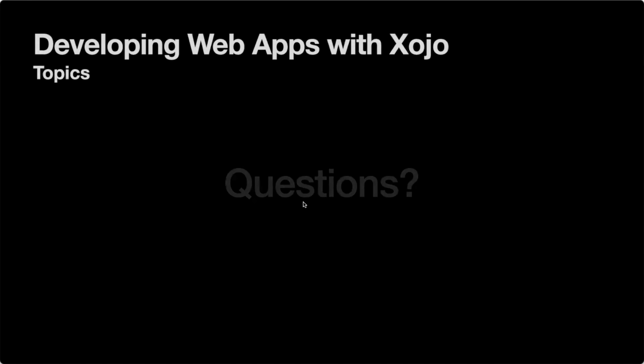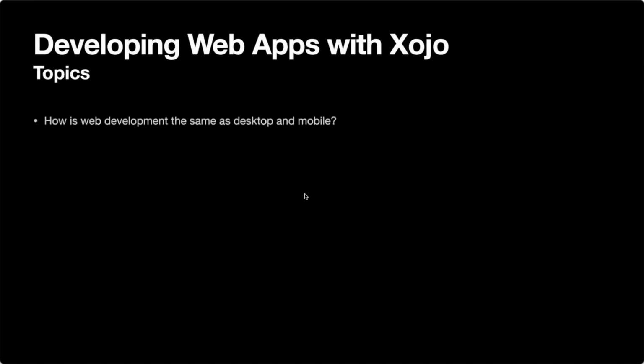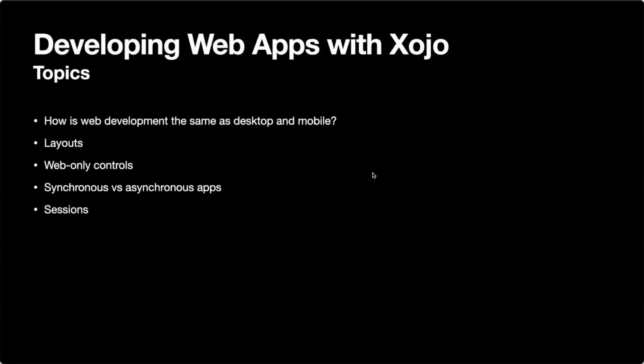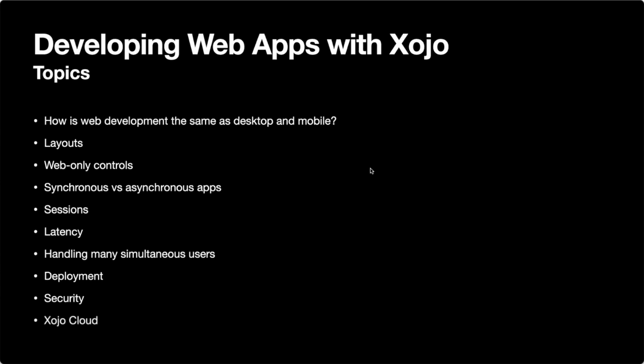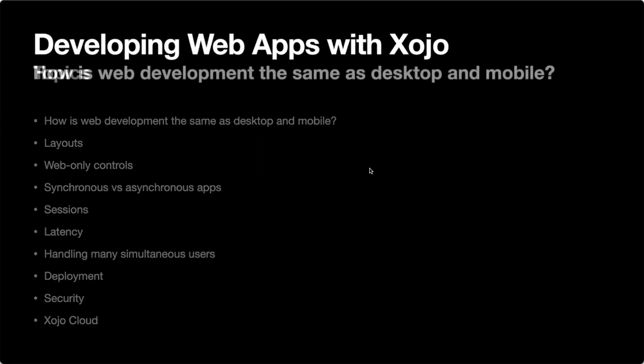So let's get started. First, what are we going to cover in this webinar? Well, we're going to talk about how web development is the same as desktop and mobile development, and of course, how it's different. We'll be looking at layouts, specifically web pages, web-only controls, synchronous versus asynchronous apps, web sessions, which is something unique to web apps, latency, something also unique to web apps, handling simultaneous users, deployment issues, security, which is of utmost importance in a web app, and Zojo Cloud. All right, let's dive in.